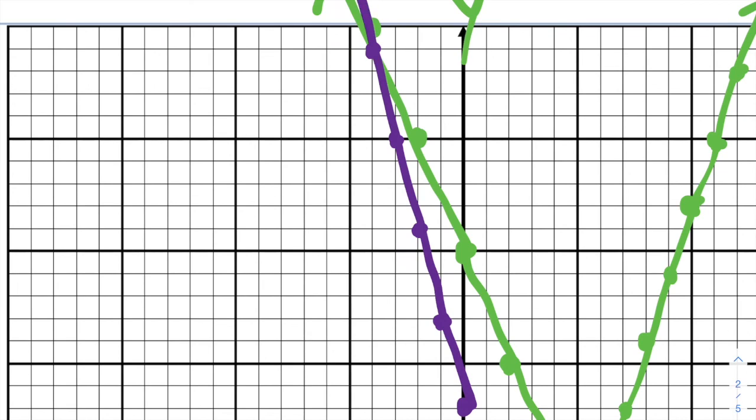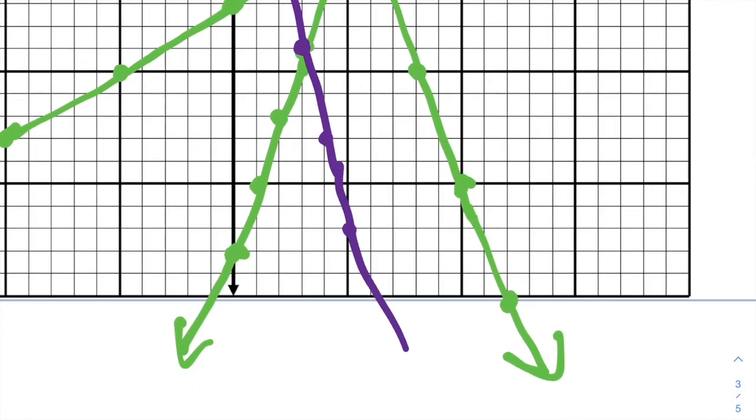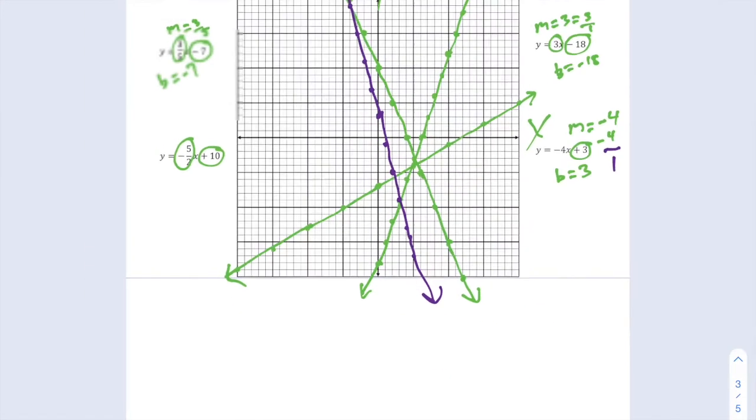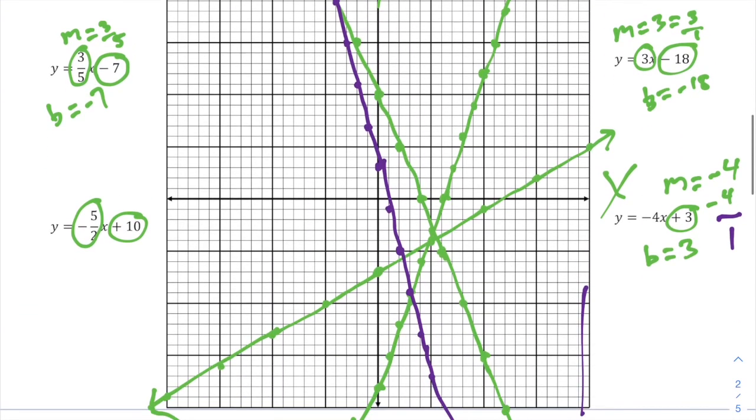All the way up, past the edge of the graph, put an arrow, all the way down, put an arrow, and that finishes those four lines, all four lines for all four equations, all on one graph. Simple enough.